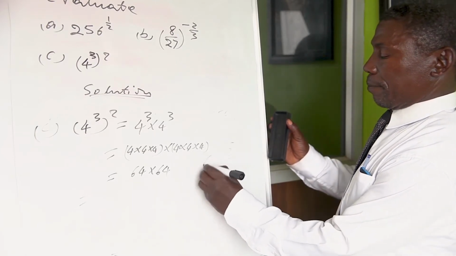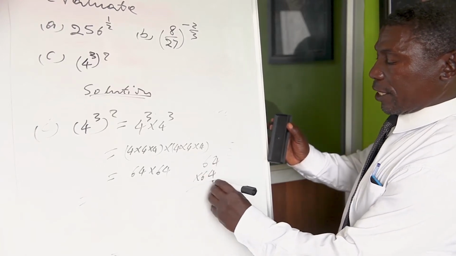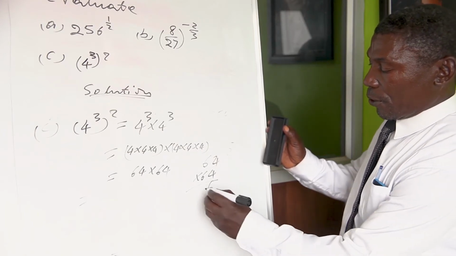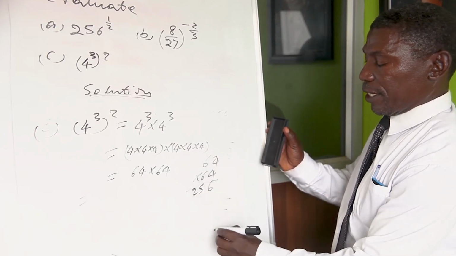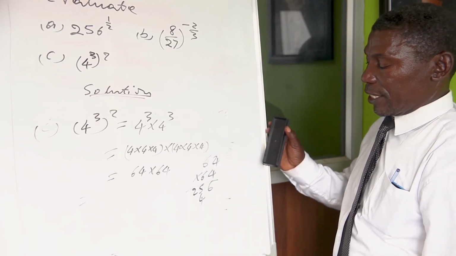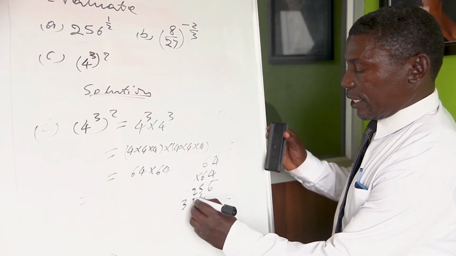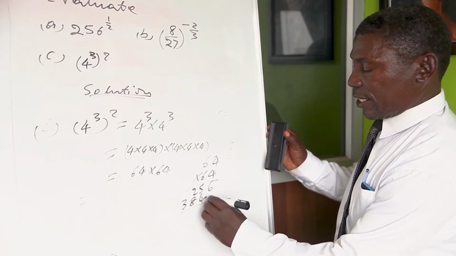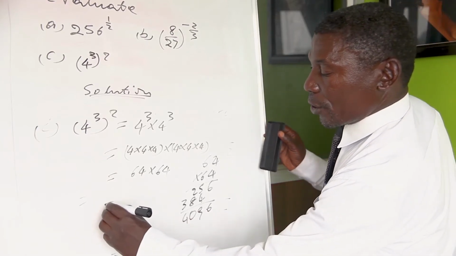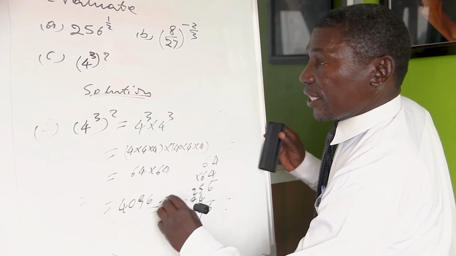I can say 64 times 64: that is 16, 24, 25, 24, that is 6 times 6, that is 36, 38, that is 6, 9, 0, 4. So the answer is 4096. That is the answer.